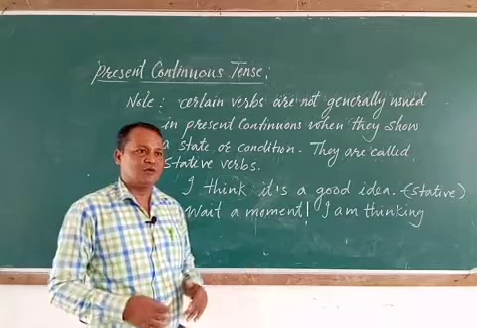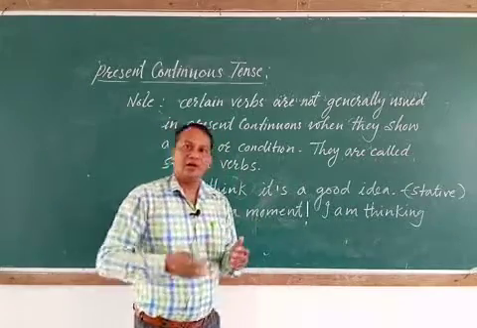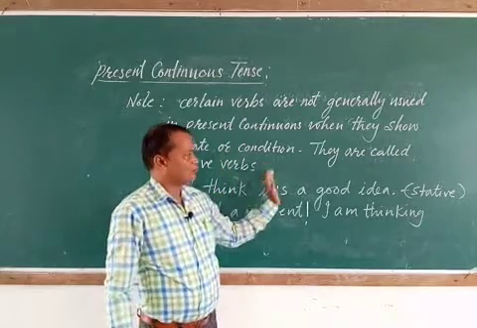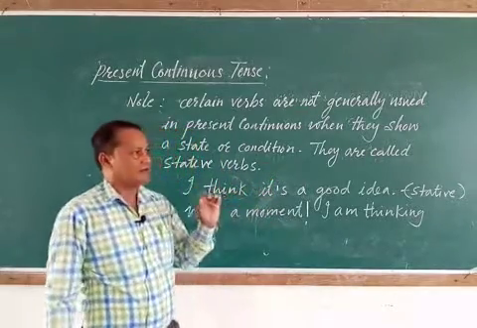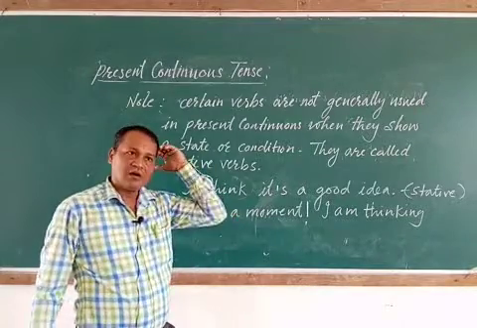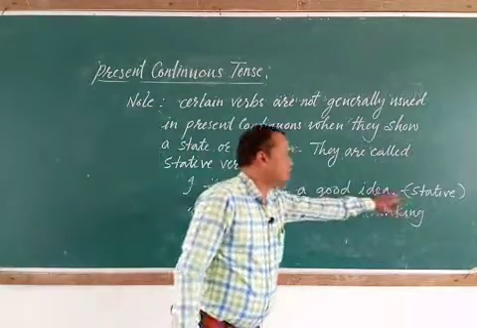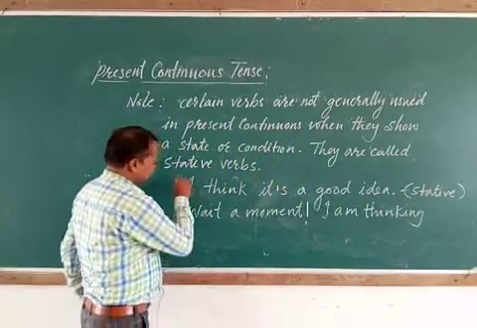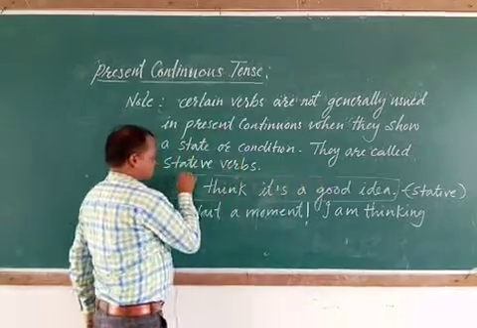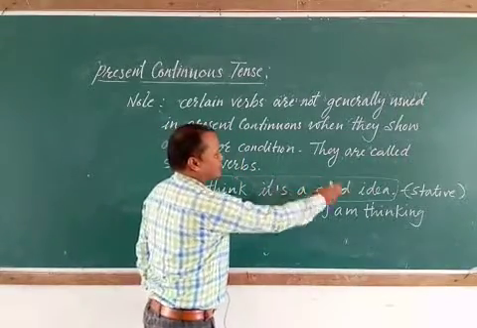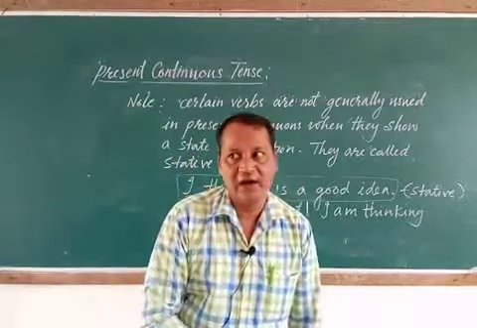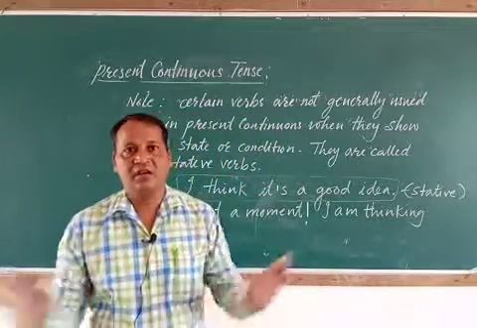So it is my opinion. Other opinion can be of other people. So think shows an opinion. If we have an opinion, it means it is a condition of our mind, so it is called a stative verb. So in this sentence we will not use think in present continuous tense, that I am thinking that it's a good idea. If you write I am thinking that it's a good idea, the sentence will be incorrect.